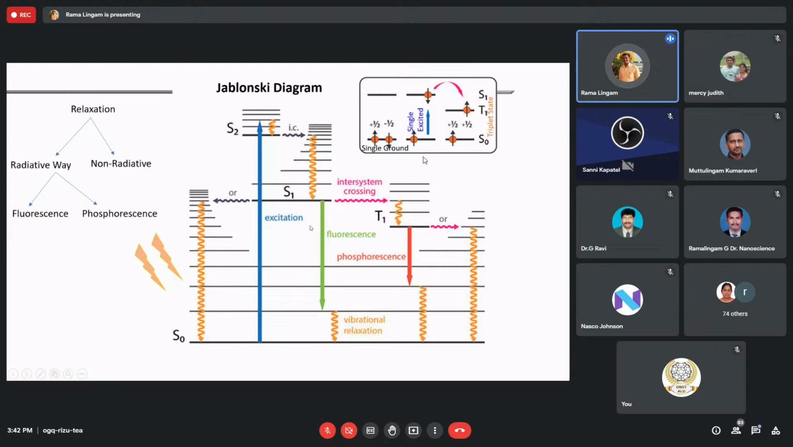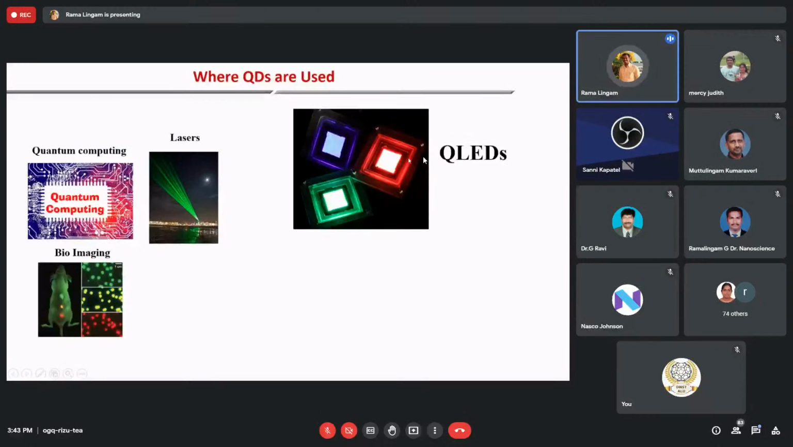So in phosphorescence, while coming from the excited state down to the lower energy state, the energy levels are split. One is the singlet ground state, and then the singlet excited state. And after moving from the excited state and coming down, then making of smart QLEDs.